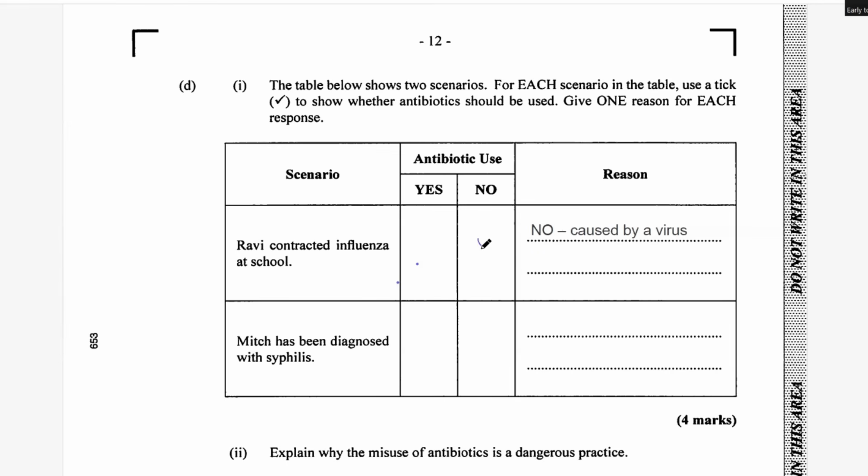And hit no. And for Mitch has been diagnosed with syphilis. So we know the Treponema pallidum is a bacteria, so we are going with yes. You could use antibiotics to treat Treponema pallidum for syphilis. Yeah, so we are going with yes for that one.